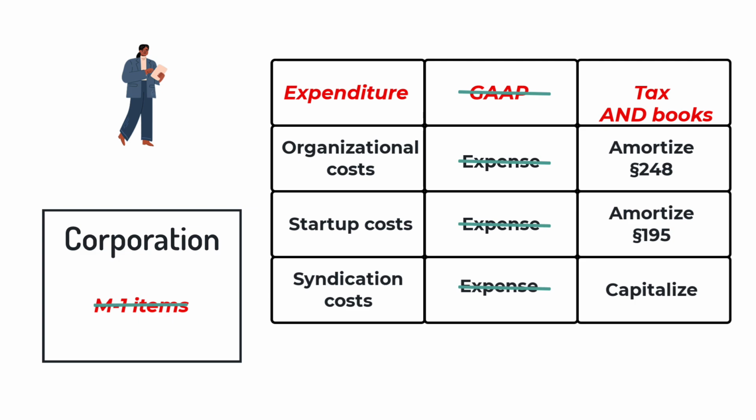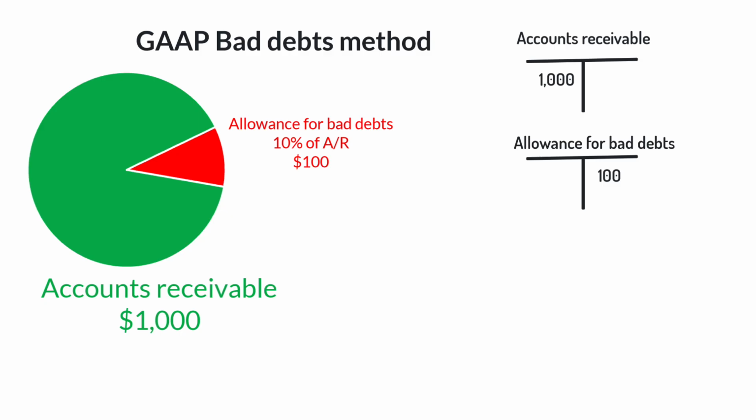Bad debt expense many times creates an M1 item. Remember what generally accepted accounting principles says about bad debt expense. It's generally a reserve method where, say, accounts receivable are $1,000, some percentage, say 10%, are estimated to be uncollectible, but we don't know who the specific people are that won't pay us.